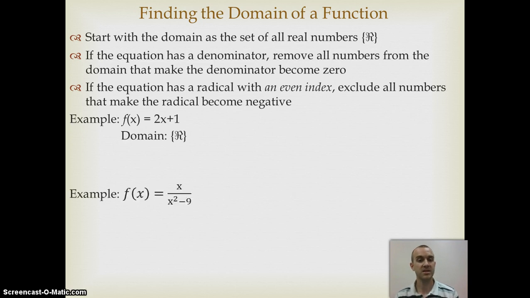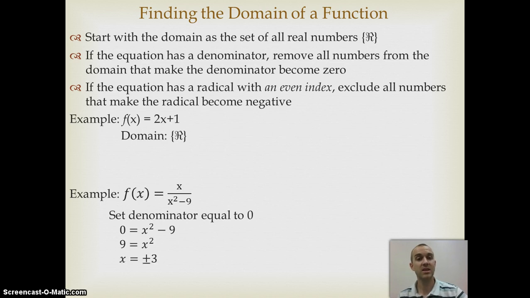If I look at my next example, x over x squared minus 9. Well, in this function, I have this denominator of x squared minus 9. That means there's going to be some value I could plug in for x that could make this become 0. So I'm going to set that denominator equal to 0, and I'm going to solve. I'm going to move the 9 over, take the square root of both sides, and remember, when I take the square root, that gives me plus or minus 3.